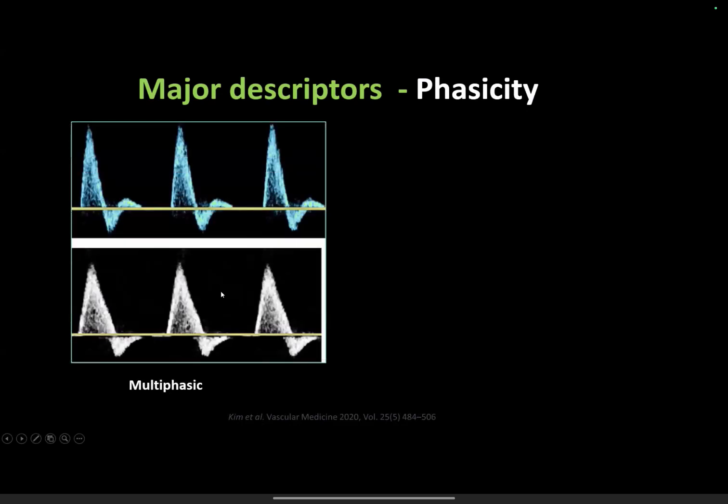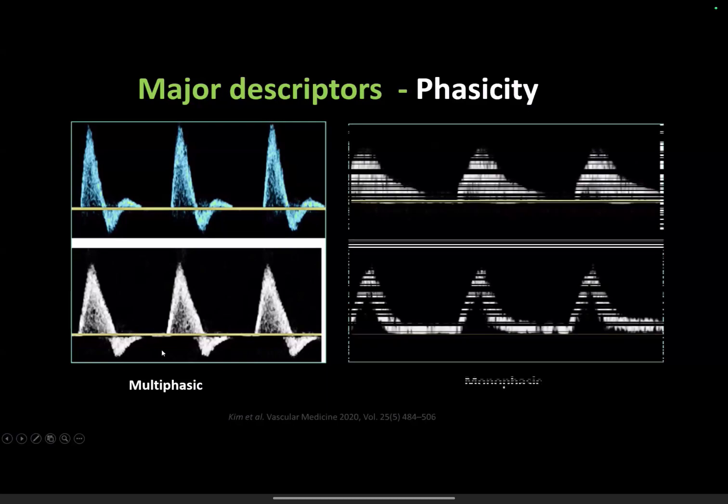flow. Phasicity. These are two spectrums describing it. Earlier we called it a triphasic spectrum and a biphasic spectrum. Now we use this term multiphasic. There is one phase in the positive direction, another reversal and forward flow. So the flow is showing three phases of flow: reversal, and again in the mid diastole there is forward flow. This is bidirectional, biphasic, but we use this term multiphasic only.